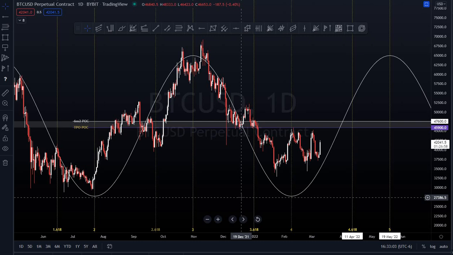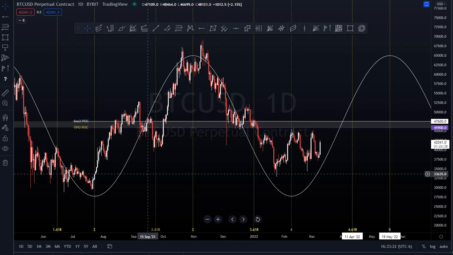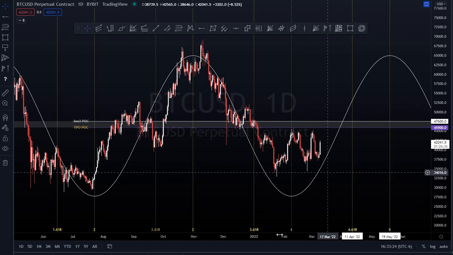You guys will hear me reference 47,707 a lot, and that really is kind of the line in the sand for me. That is the area we have to get back above on a macro level for me to be fairly bullish on this asset. This was a fairly easy trading weekend. This was something that we were pretty well prepared for, if I'm being quite honest.